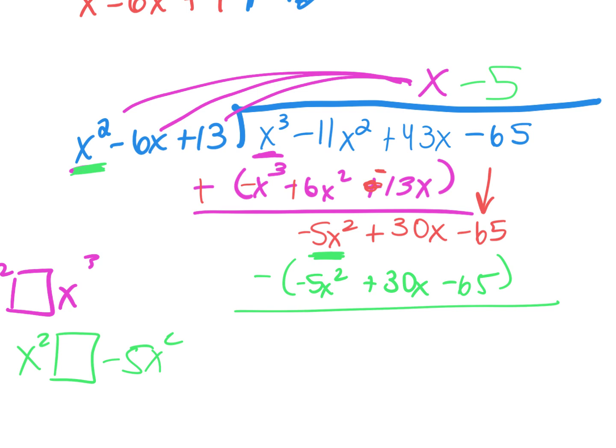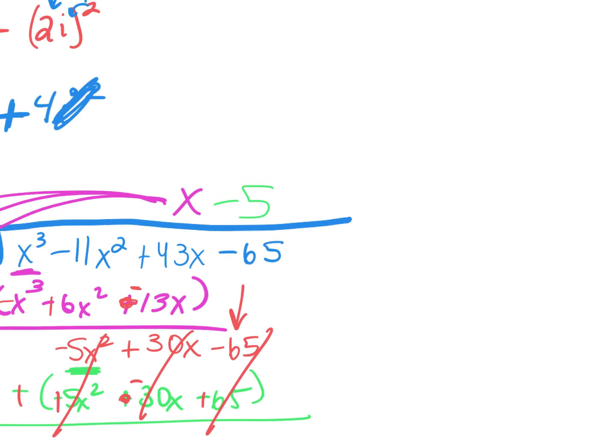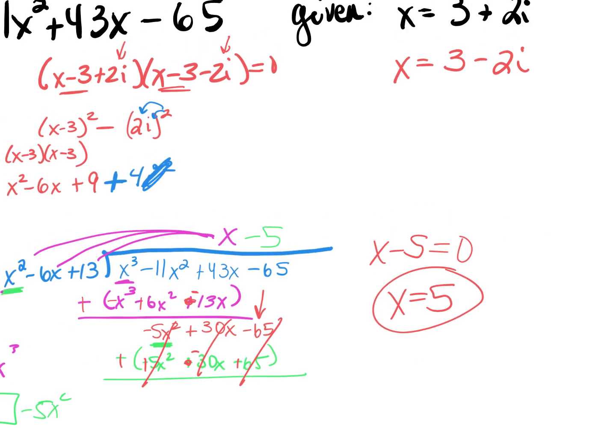Before I can subtract, what do I do? Distribute, distribute, distribute, distribute. What's negative 65 and positive 65? 0. What's 30 and negative 30? 0. Negative 5 and positive 5? 0. So I'm left with x minus 5 equals 0. What is the remaining x value? x equals 5.